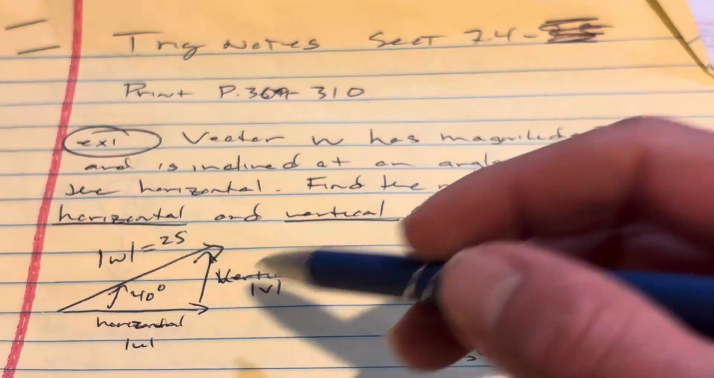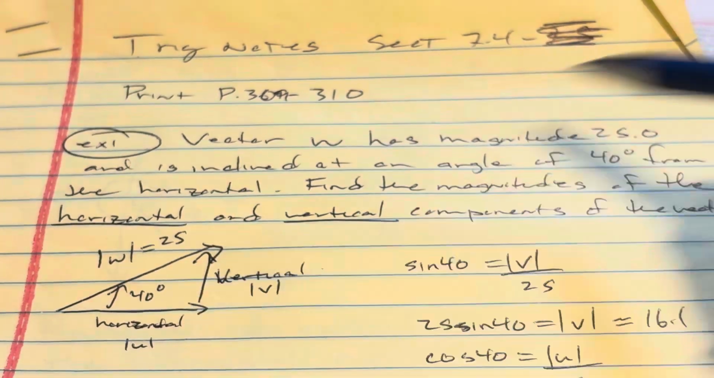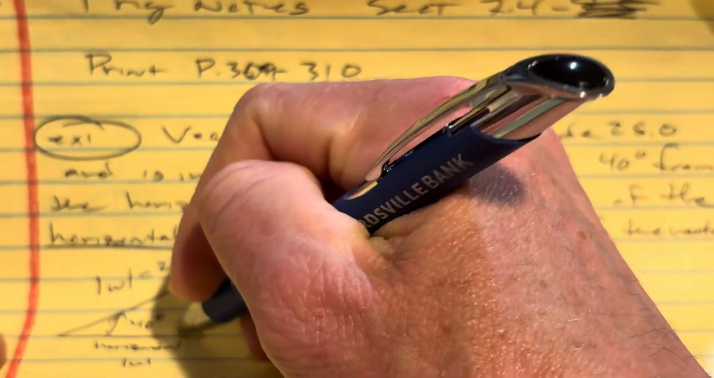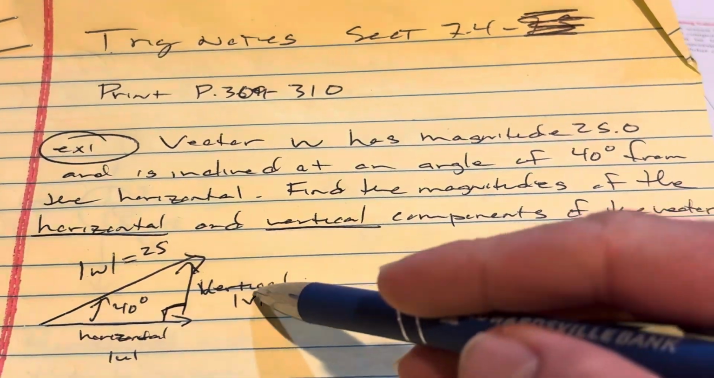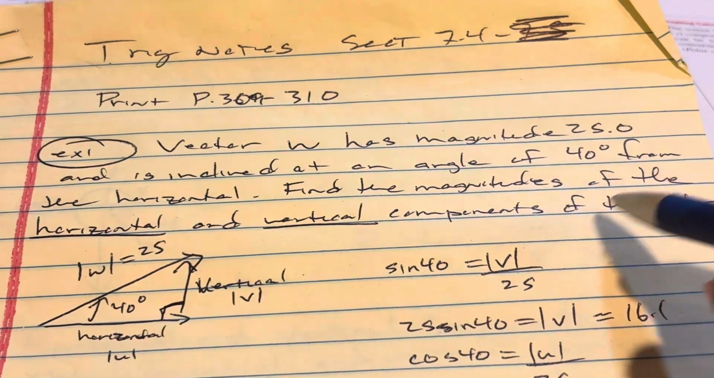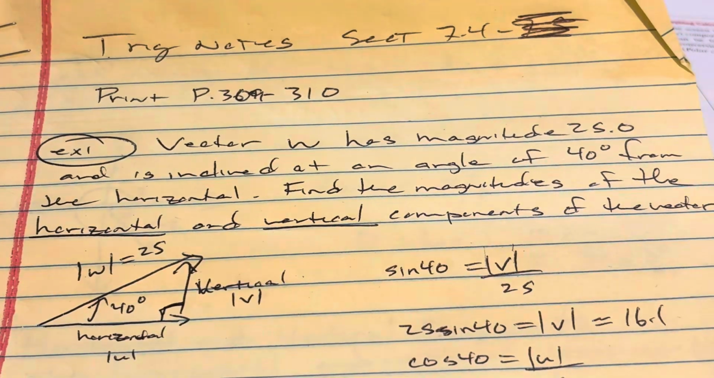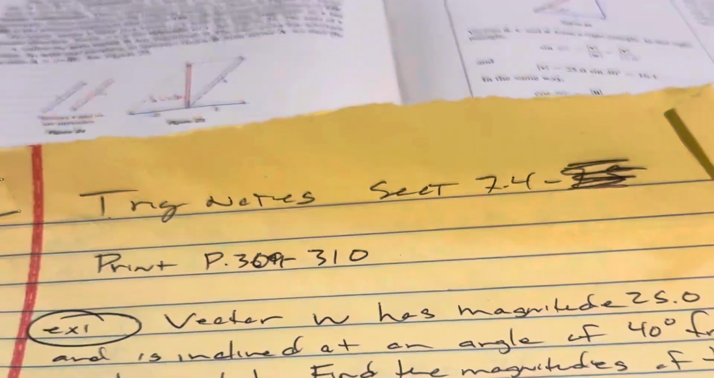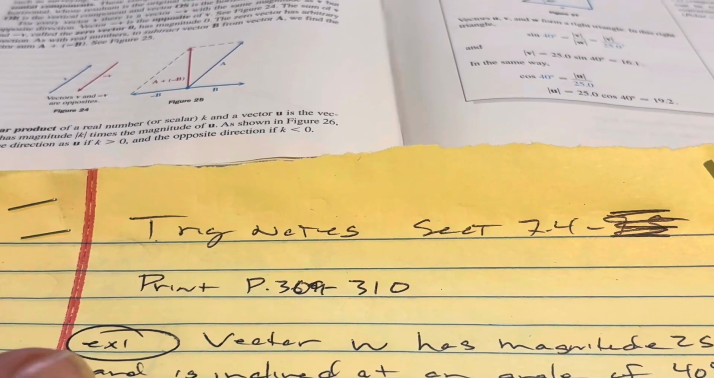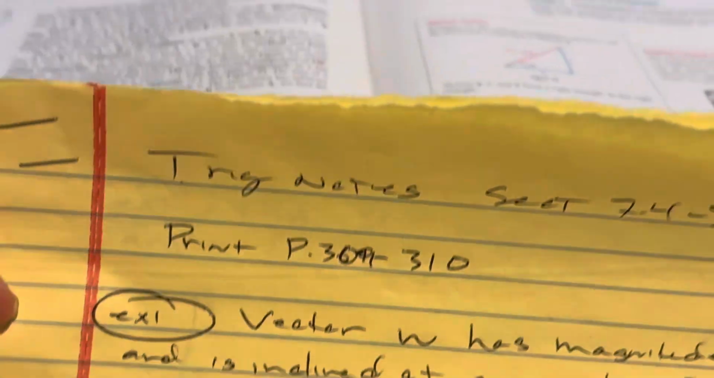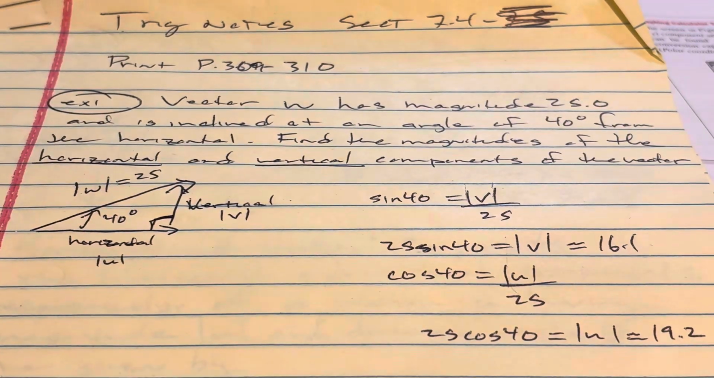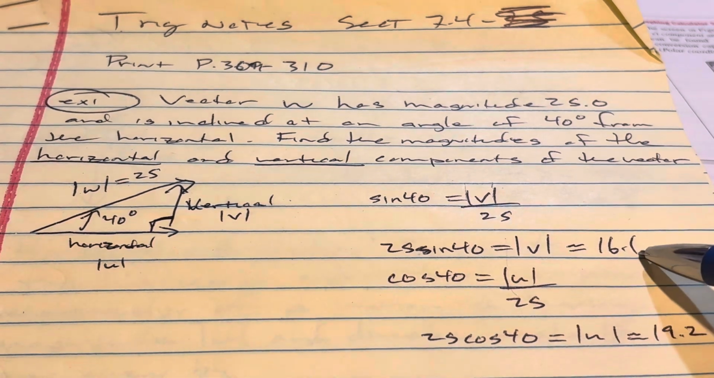So if I want to find the magnitude of the vertical here, if I look at 40 degrees, this is going to be a right angle. With 40 degrees, I have opposite over the hypotenuse. So sine of 40 would equal V. We use that absolute value notation for the magnitude. Anyway, sine 40 is equal to V over 25. So 25 sine 40 is equal to V. That has magnitude roughly 16.1.